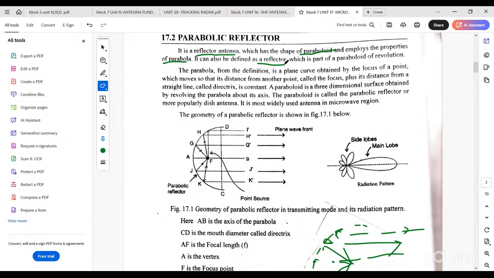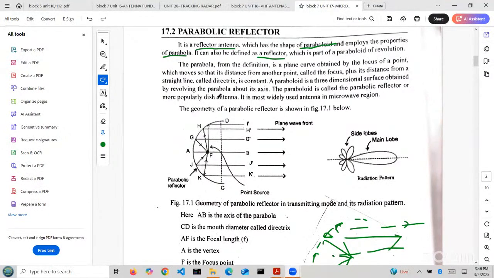Next, come to the second paragraph. The definition is given. What is the definition? A plane curve obtained by the locus of a point which moves so that the distance from one point to another point is called the focus.